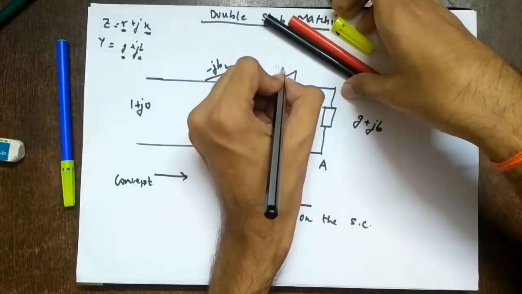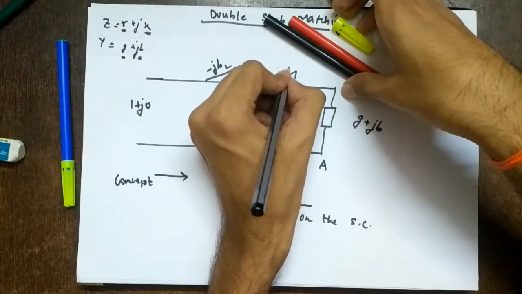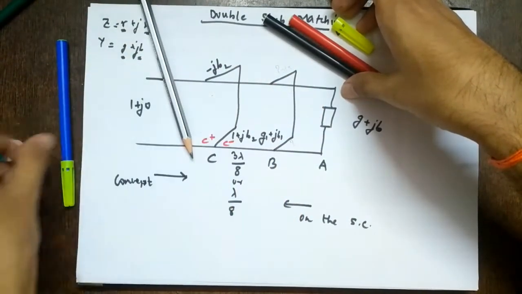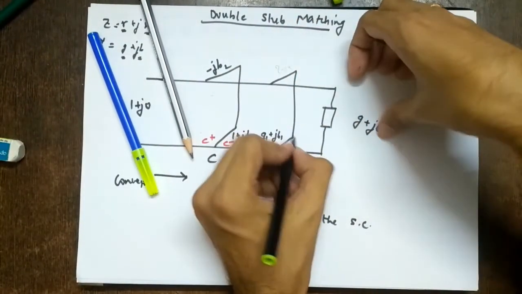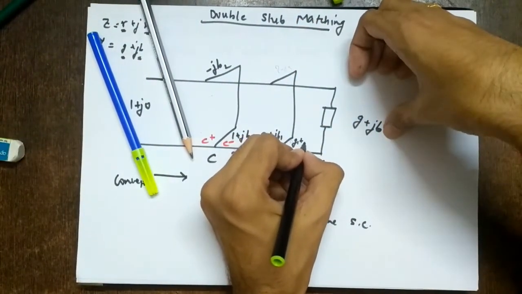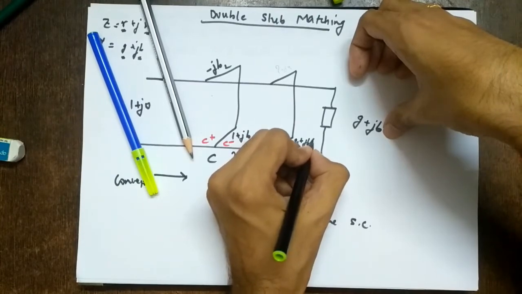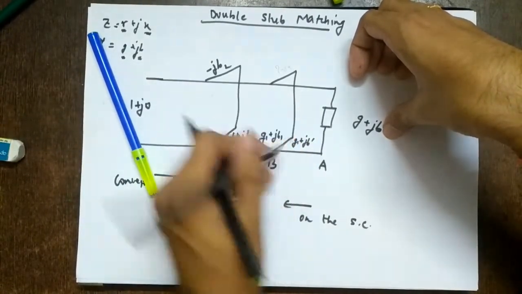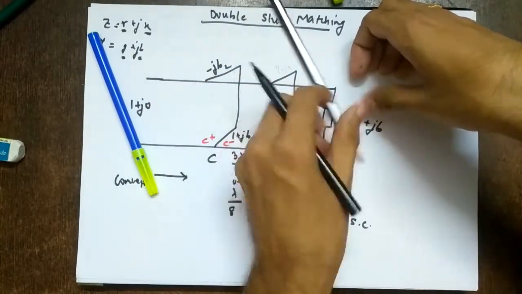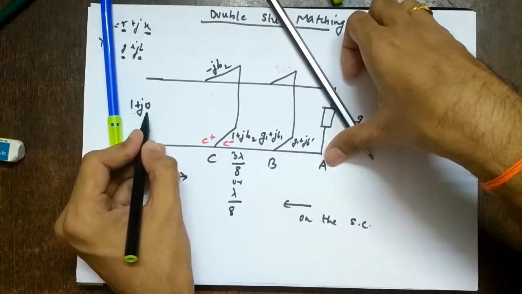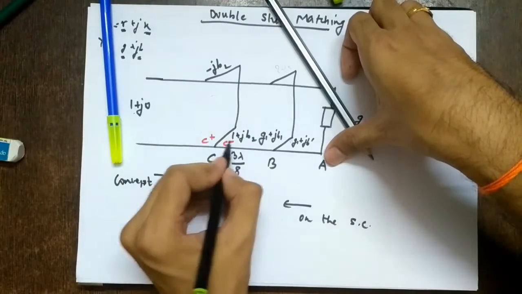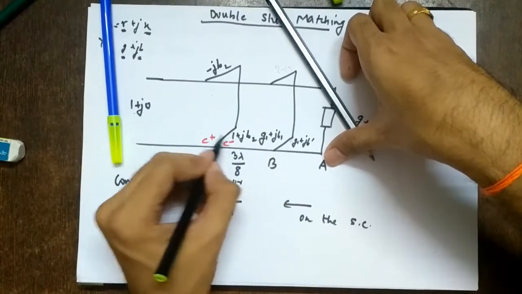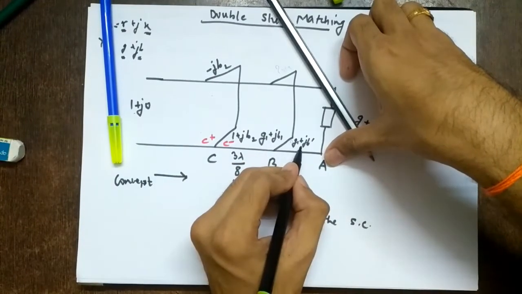So let's say this is some minus JX, because it is negative. And let's assume this is G1 plus JB prime. Why am I keeping the conductance the same? Because a stub changes only the reactive part, so the conductance will remain the same. If you have doubts, C plus point was 1 plus J0 and C minus is 1 plus JB2. So the 1 has remained the same. The conductance is the same, and in the same way I have kept the conductance the same here.